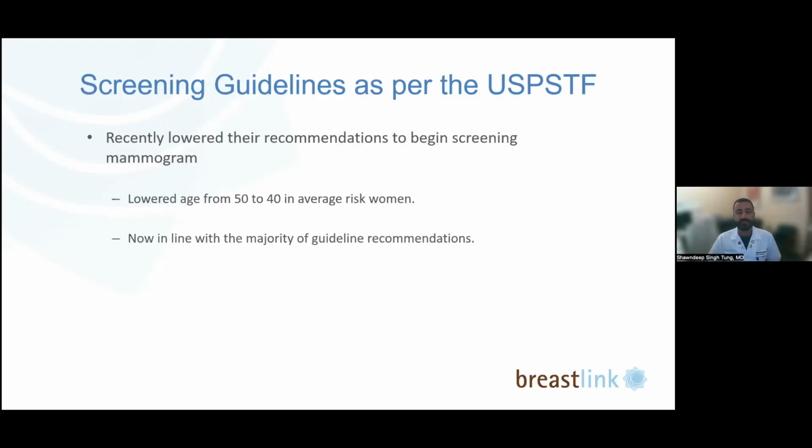So something that's been in the news recently is that the USPSTF, the United States Preventive Services Task Force, previously recommended women have mammograms at age 50. They recently lowered those recommendations to be more in line with the guidelines from those organizations that I mentioned before, such as the ACR, the ACS, and especially the American Society of Breast Surgeons. So that's a positive, because that will open up more insurance carriers to covering these mammograms that women are having earlier.